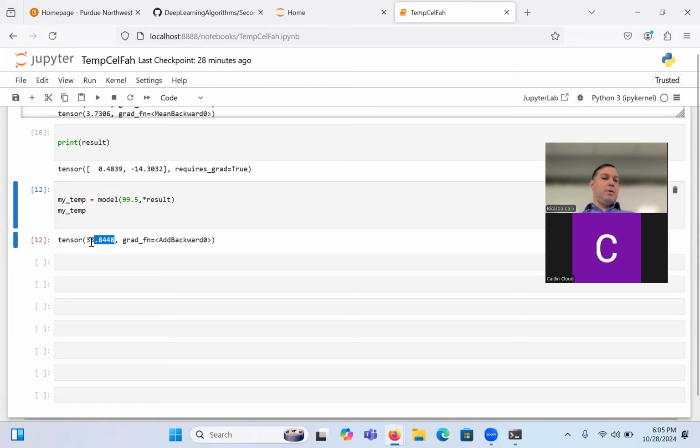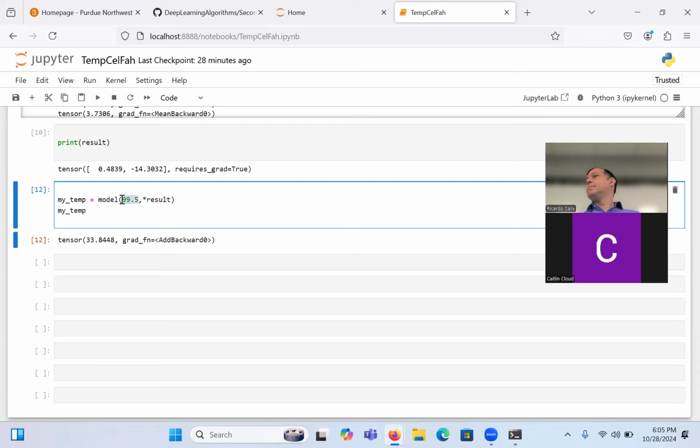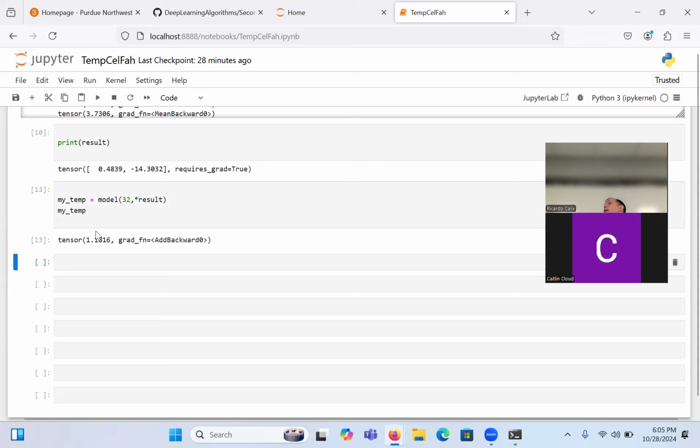Give me another value. Like, what's another one? 32. Thank you. So 32 should be what? 0. We got 1.18. So close. It's not perfect. I mean, the equation might be, but that's neural networks for you. How do you get that extra accuracy? This is a linear model, right? So you'd have to add an activation and so on.